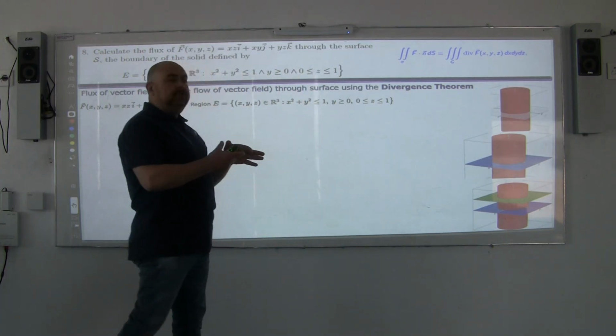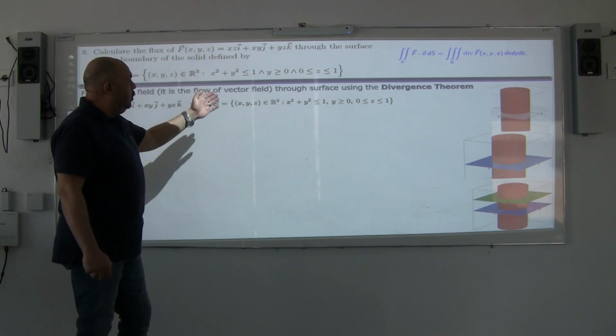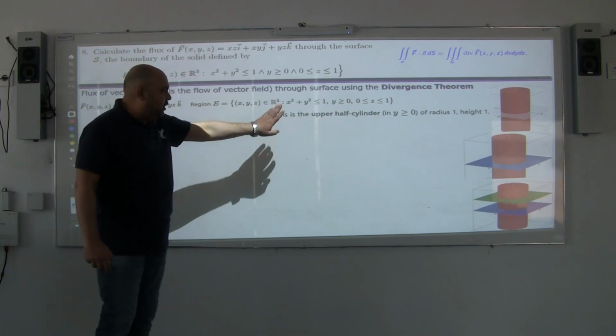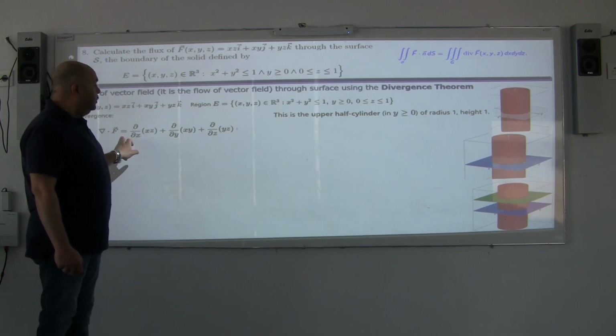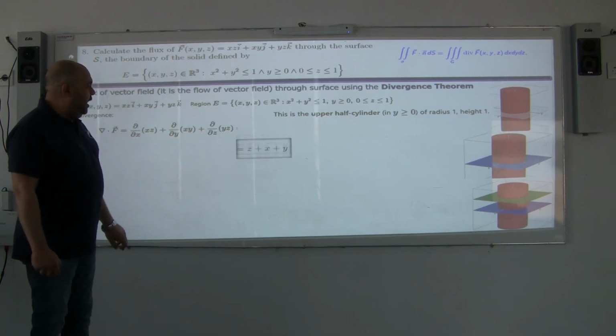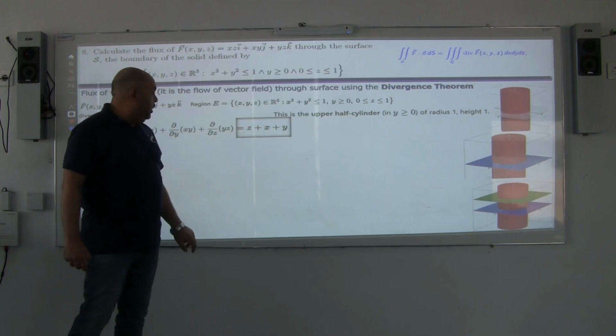It's very, very simple to determine and identify the disk, which is going to be x squared plus y squared less than or equal to 1. This is the upper half of the cylinder, as we explained. Getting the gradient vector in order to be able to get the divergence, so differentiating f with respect to x, with respect to y, with respect to z, that will leave me with xz plus x plus y.